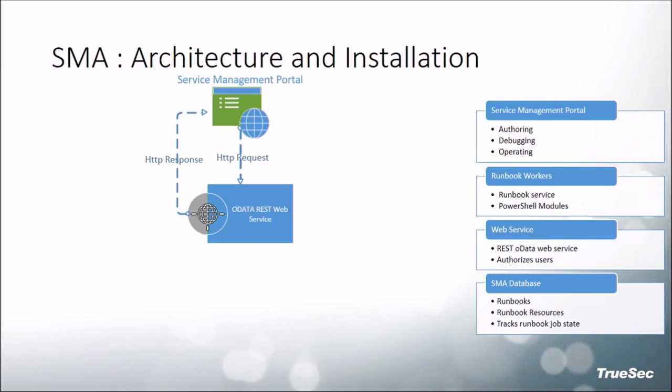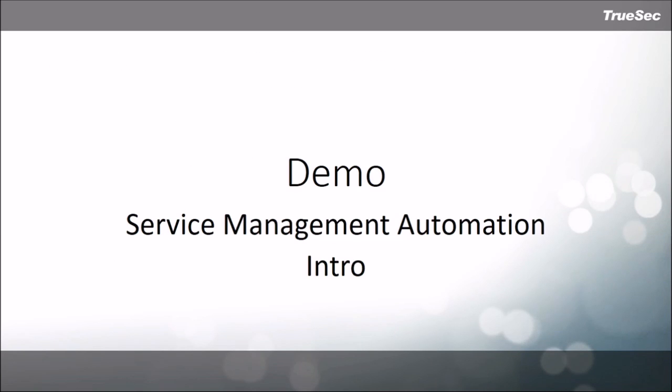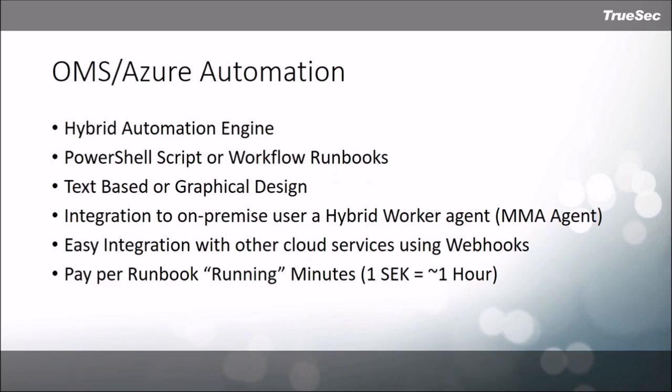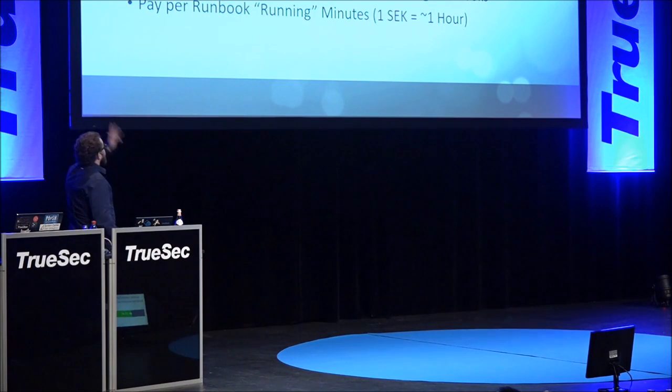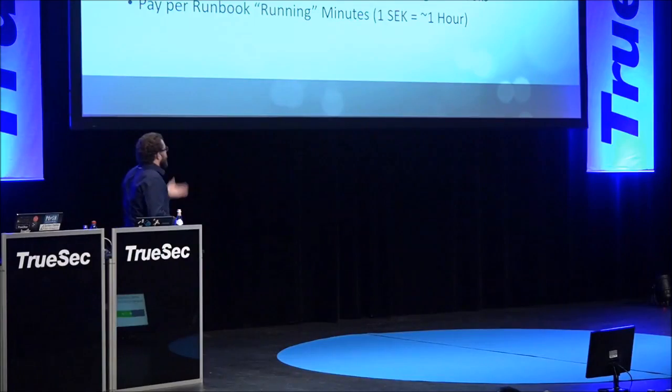Yep. So before I get to what's new, I just want to give a little introduction to Azure Automation. Azure Automation is what they call a hybrid automation engine, which means that the central part of Azure Automation, or the automation service, is in the cloud. But we are able to run code from our own servers using what's called hybrid workers. In Azure Automation, you can run PowerShell script runbooks or PowerShell workflow runbooks.